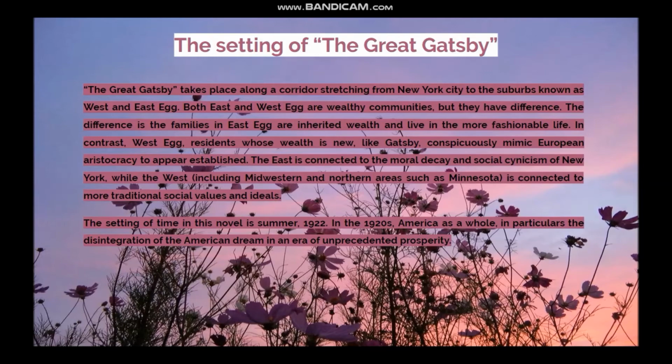The East is connected to the moral decay and social cynicism of New York, while the West, including Midwestern and Northern areas such as Minnesota, is connected to more traditional social values and ideas. The setting of time in this novel is summer 1922. In the 1920s, America as a whole, in particular, saw the disintegration of the American dream in an era of unprecedented prosperity.